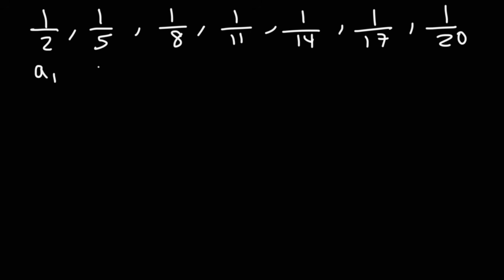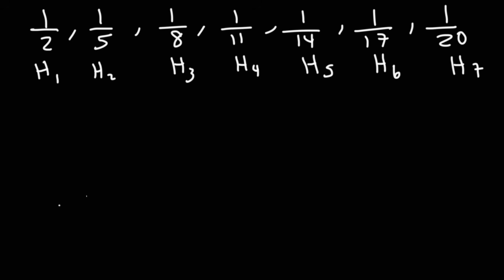So this is a sub 1, a sub 2, a sub 3, all the way to the 7th term. Well, we should probably use a different letter than a, because a usually is associated with arithmetic. So since this is not an arithmetic sequence, it's a harmonic sequence, let's use h sub 1, h sub 2, and so forth. I probably should have used g instead of a for the geometric sequence, but you could change that if you want to.